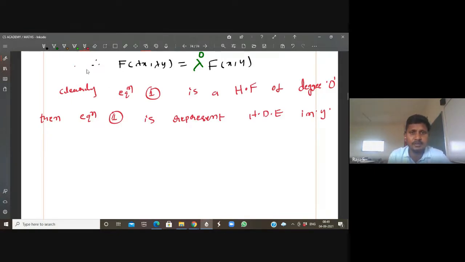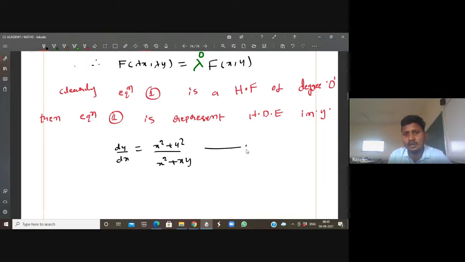For JEE purpose also important. These are the linear and homogeneous. These two methods are very important. So I am taking the given differential equation dy by dx is equal to x square plus y square by x square plus xy.